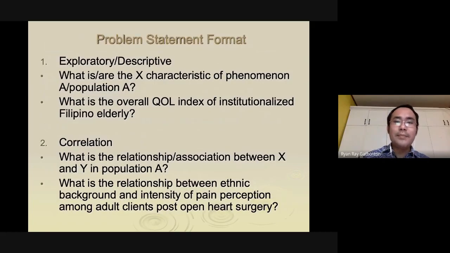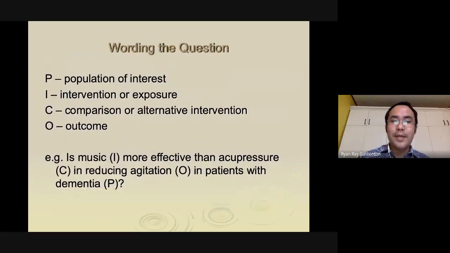So here are some problem statement formats that you may follow. You can access it in your lecture notes that you can download from your modules. Your questions should be worded using the PICO format. It should contain the population of your interest, the intervention or exposure, the comparison or alternative intervention, and the outcome.